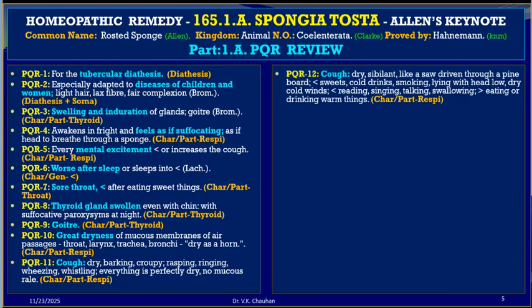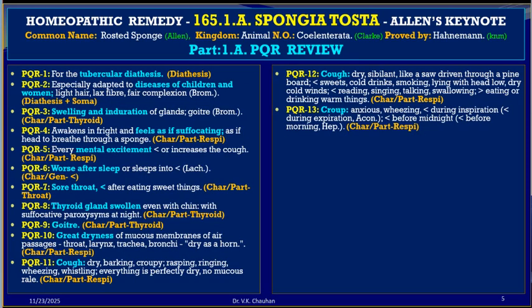So, next is PQR12. Here, Allen tells us about the cough. Cough is dry, sibilant, like a saw driven through a pine board. Worse, sweets, cold drinks, smoking, lying with head low, dry cold winds. Worse, reading, singing, talking, swallowing. Better by eating or drinking warm drinks or warm things. Again, it is a characteristic particular general which belongs to respiratory system and tells us about the cough of Spongia.